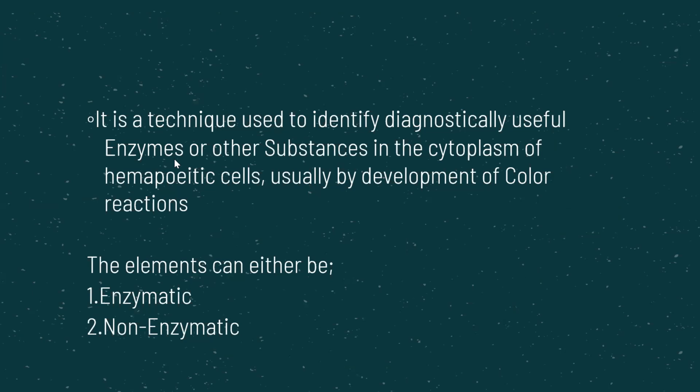So this is a technique used to identify diagnostically useful enzymes or other substances in the cytoplasm of hematopoietic cells, usually by development of color. Okay? So di ba, kaya nga tayo gumagamit ng stains is because walang kulay yung mga cells natin talaga. So for us to further visualize it and to compare it to other types of cell, kaya tayo gumagamit ng stains. So we have two types of cytochemical stains, enzymatic and non-enzymatic.